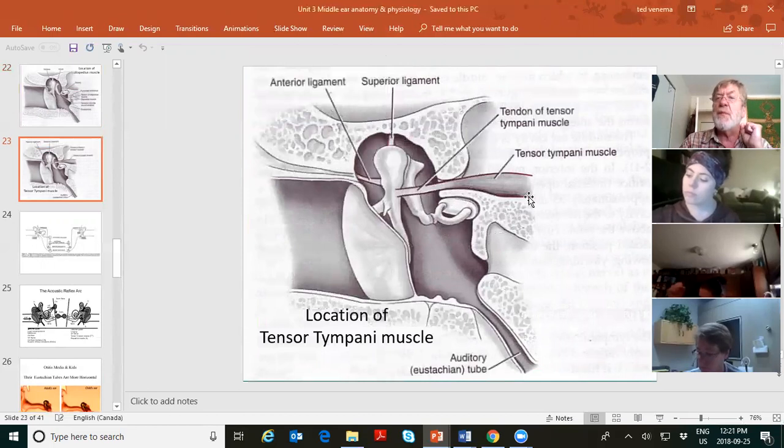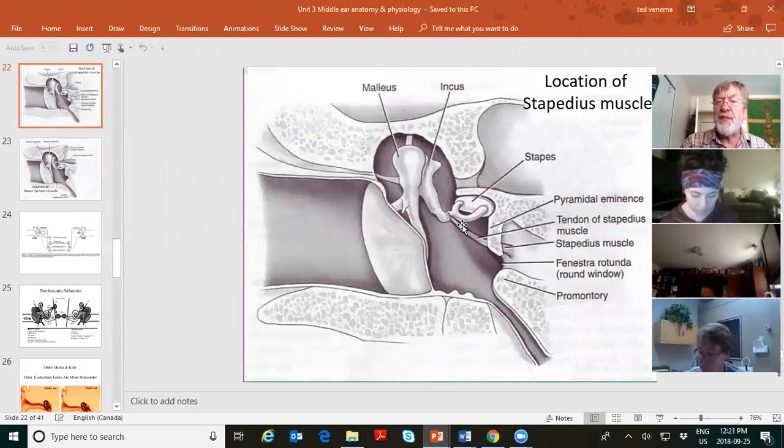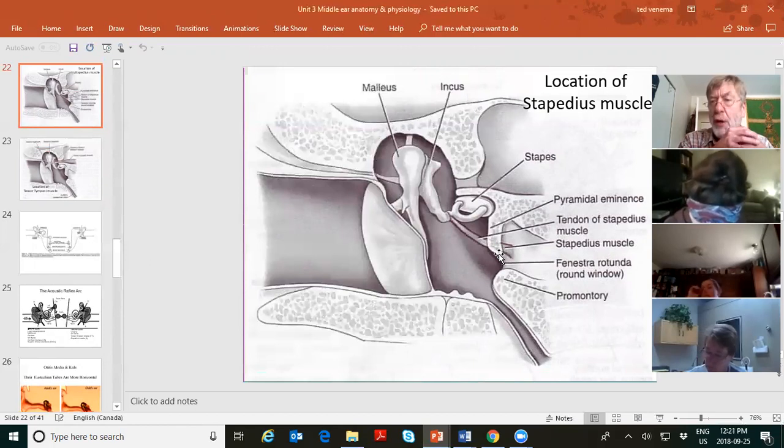The tensor tympani muscle is innervated by the fifth, look at your fingers, 5 of them, cranial nerve, and the stapedius muscle is innervated by the 7th cranial nerve. How many pairs of cranial nerves do you have? 12. How many are involved in our field? 3. The 5th, the 7th, and the 8th.